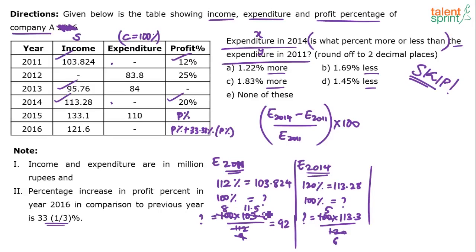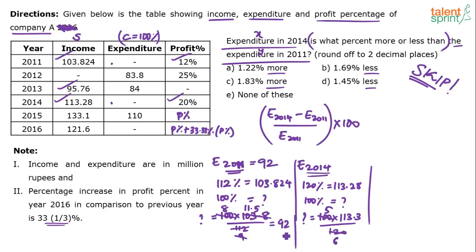Remember, you may not be able to follow the calculation if you are not at that frequency, right? You have to practice on calculations. That's what is important. So 11.5 into 8, 88 plus 4, 92. 92 is the value for 2011. Expenditure of 2011 comes out to be 92.